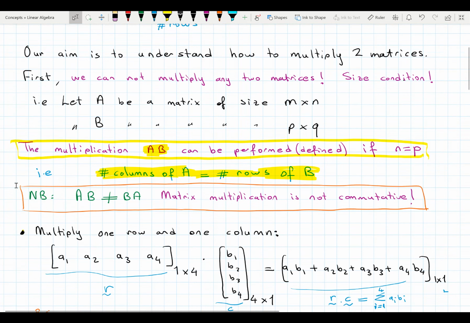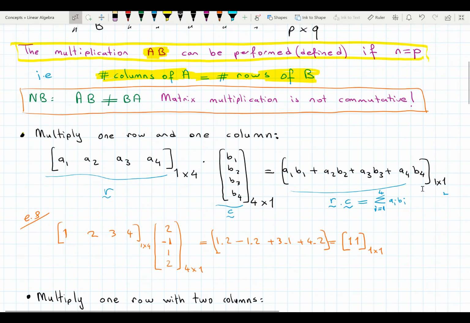At this moment, I need to remind you that A times B is different from BA. So matrix multiplication is not commutative. This will be much more clear later on in this video. I want to do this process step by step.